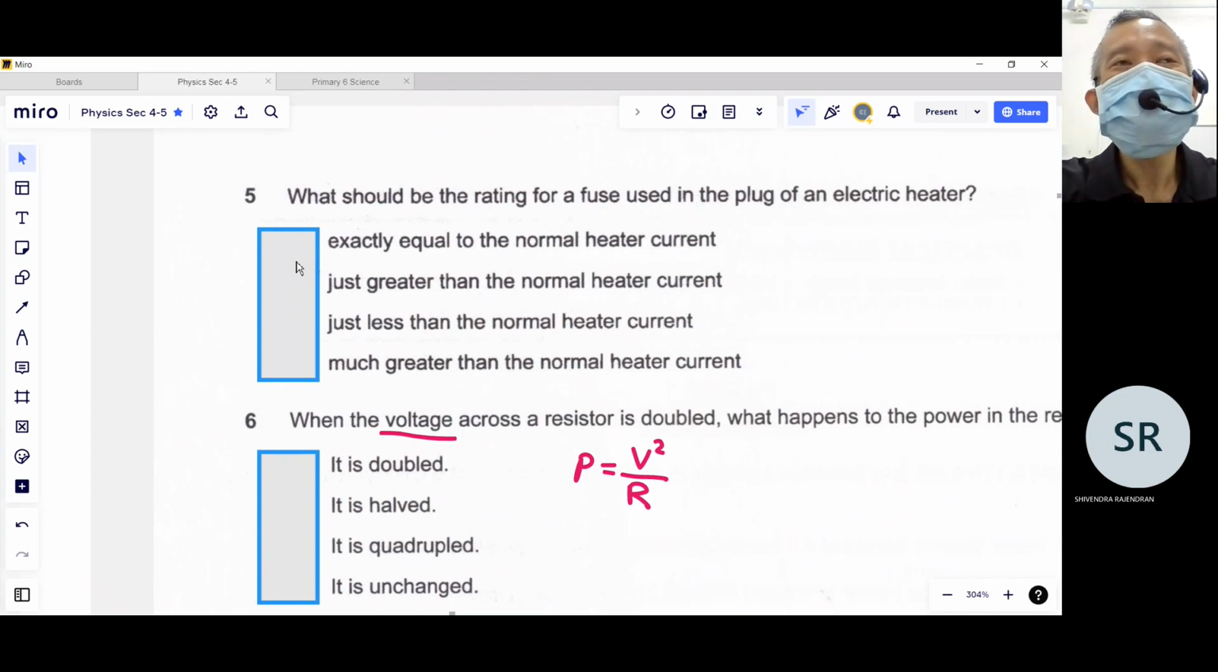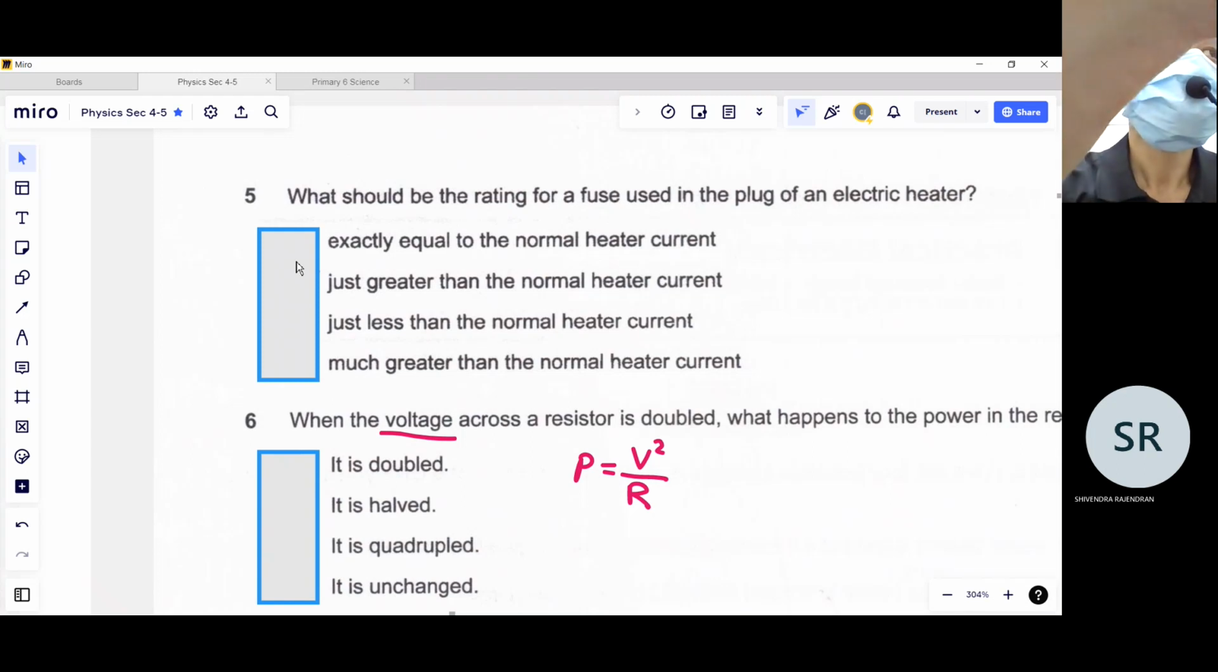This one you better know. What should the fuse rating be for the electric heater? Yep, Denise, number 5. The rating of a fuse is a safety feature. Your appliance is operating at a certain current. So should the rating be higher than the current, or lower than the actual current?